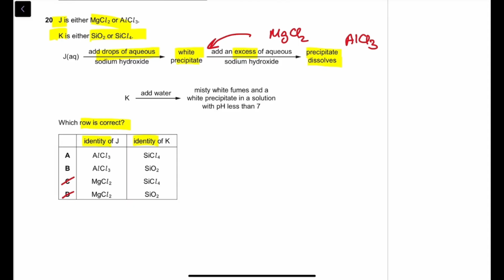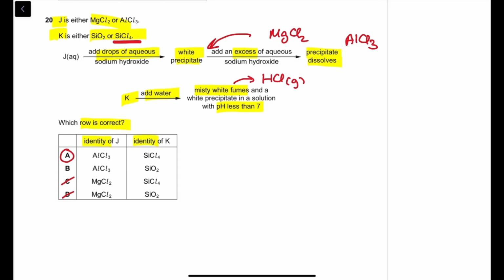Then we can move on to K. So for K we added water and we had misty white fumes and a white precipitate in a solution with a pH less than 7. From this I can sort of infer that these white fumes might be hydrogen chloride gas. And what way would we get that unless there are chlorine atoms present in the compound? So K must be SiCl4, so the answer must be A.